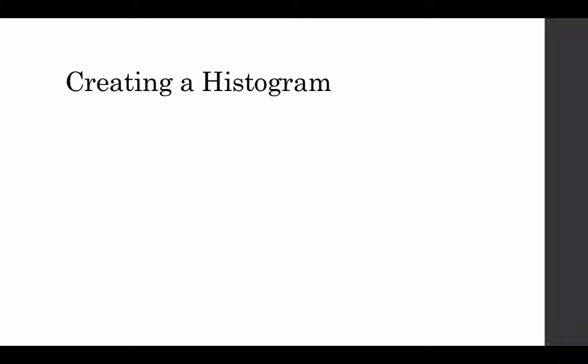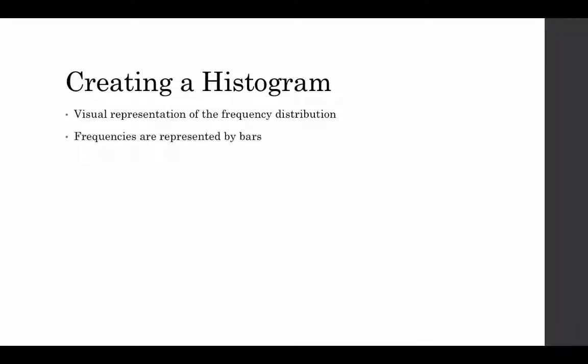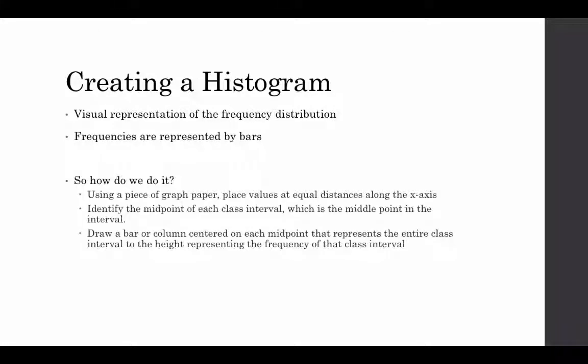Now we take that information and we create a histogram. A histogram, by definition, is a visual representation of the frequency distribution. Frequencies are represented by bars or columns, and if we look at them, which we will in just a second, they will become very familiar. If we were going to do this without a computer, we'd bust out a piece of graph paper and label the x and y axis, and along the x-axis we would have values at equal distance. We would identify the midpoint of each interval, and then we would draw, centered over that midpoint, our frequencies.